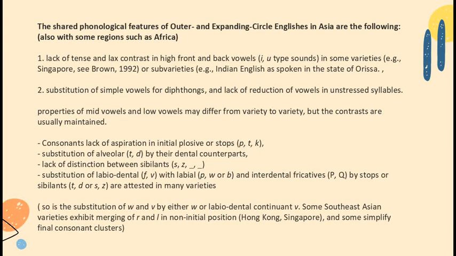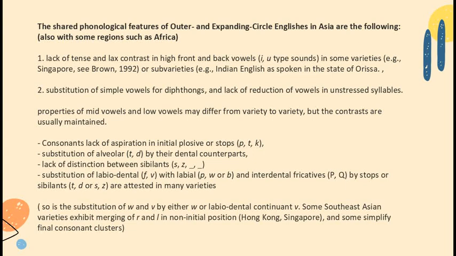The shared phonological features of outer and expanding circle Englishes in Asia, also with some regions such as Africa, are the following. First, lack of tense and lax contrast in high front and back vowels in some varieties or sub-varieties. Second, substitution of simple vowels for diphthongs and lack of reduction of vowels in unstressed syllables. Properties of mid vowels and low vowels may differ from variety to variety, but the contrasts are usually maintained.